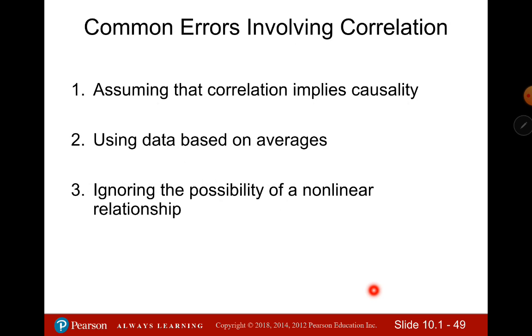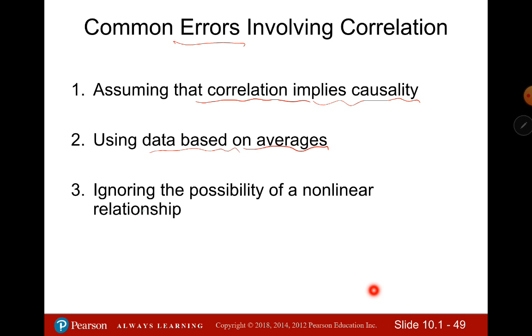Okay? So if we consider the correlation implies the causality, that's the error. And we cannot use the data based on the average. If we use the data based on the average, then it still will make mistake. We should use the individual value, okay?